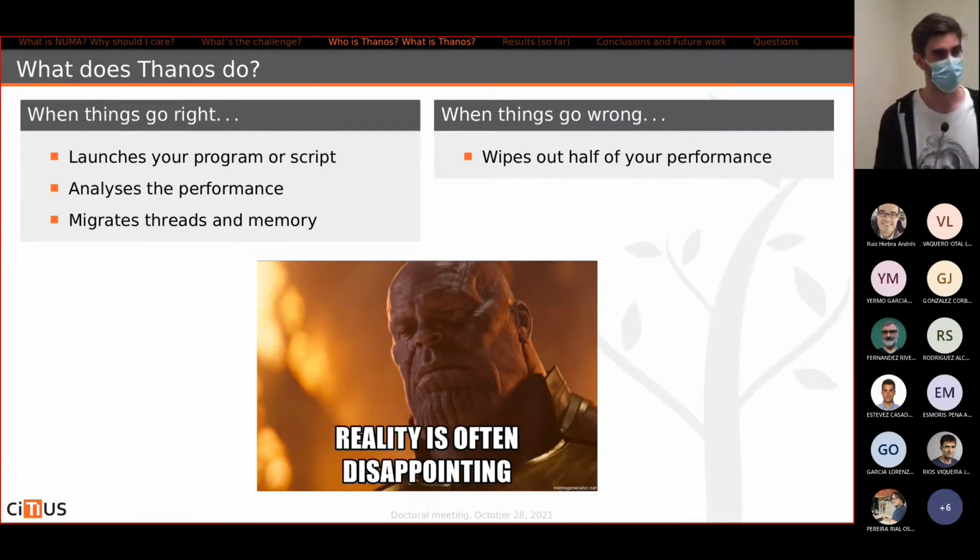So what does Thanos do? Well, when things go right, it is supposed to launch your program or set of programs. It should analyze the performance and take some decisions about which threads and memory pages should be moved across the system. On the other hand, when things go wrong, it can wipe out half of your performance. As I mentioned here, reality is often disappointing.